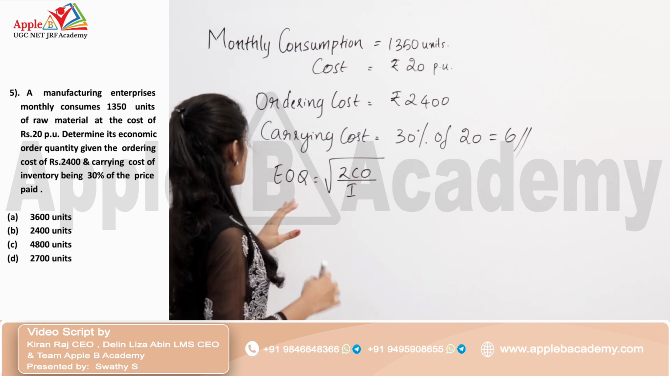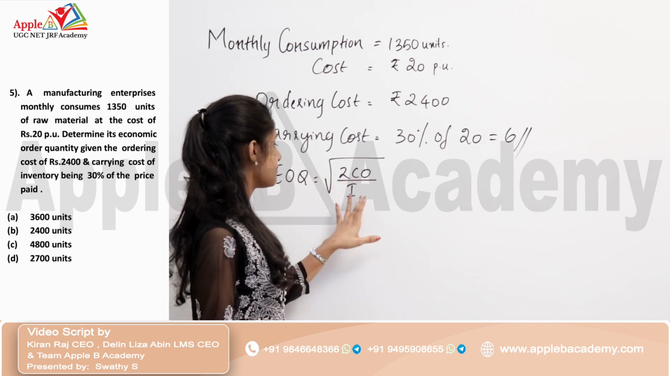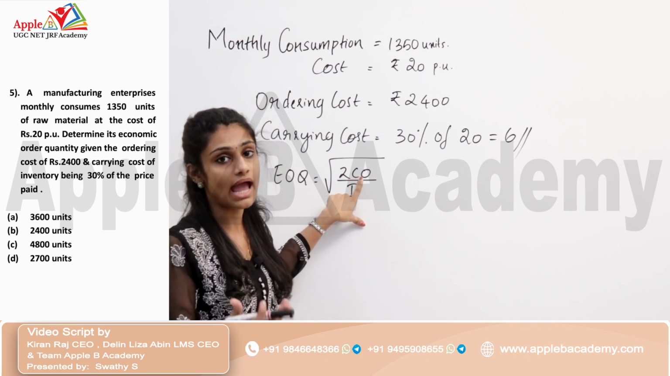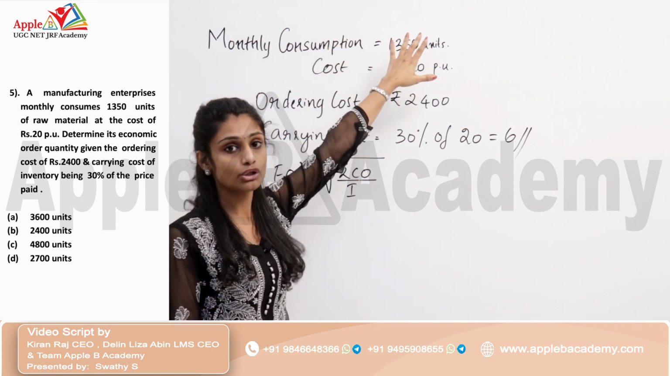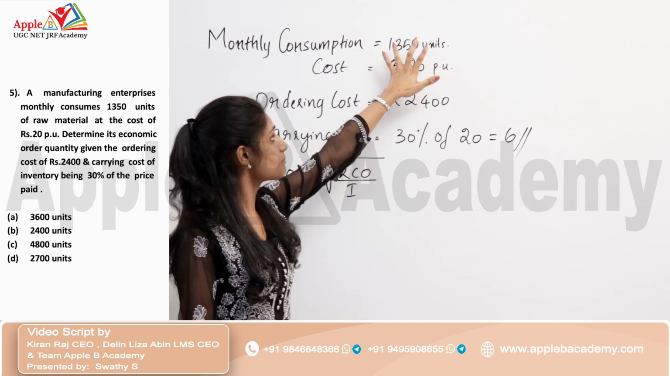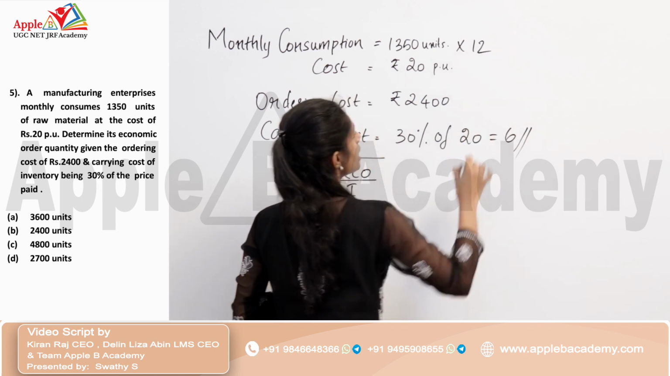Now how can you calculate economic order quantity? Root of 2CO divided by I. And C means annual consumption. So you have to take annual consumption. In our question, this is about monthly consumption. So what you have to do? For doing this problem, you have to convert this monthly consumption to annual consumption. That means you have to multiply it with 12.